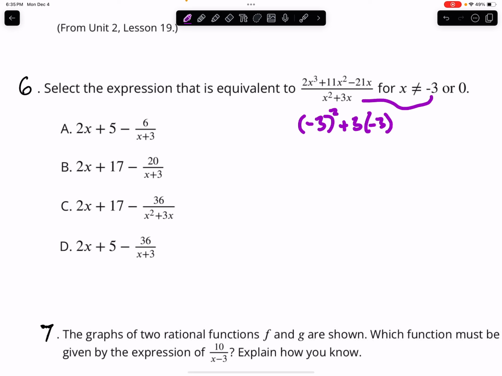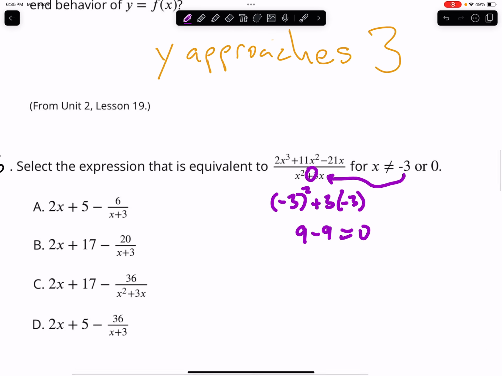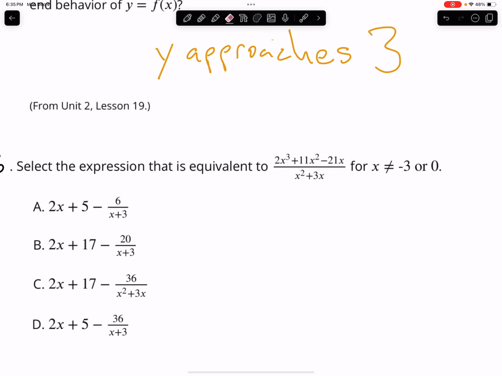I'm plugging the -3 in for x to see what happens to this denominator. -3 times -3 is positive 9. Positive 3 times -3 is -9. So what we got here is 9 minus 9 equals 0. We never divide by 0. We can't divide by 0. It's undefined at that point. So the only reason I'm going over that is because it's going to help you on some of these other questions here. Okay, let's go on with this long division.